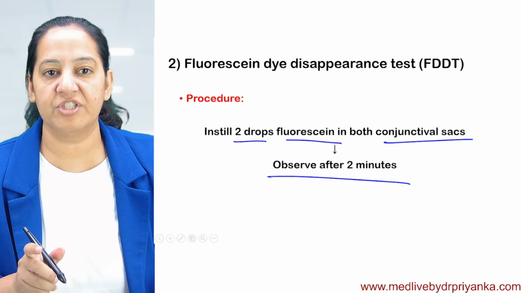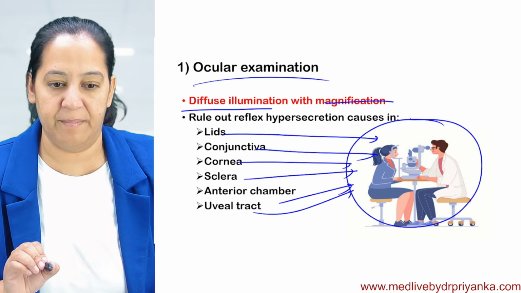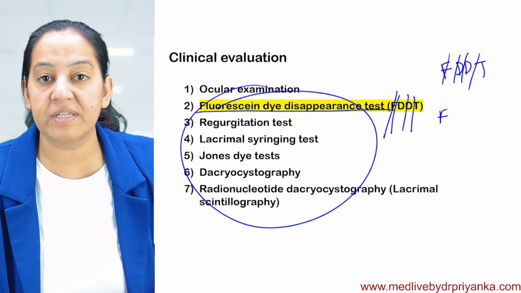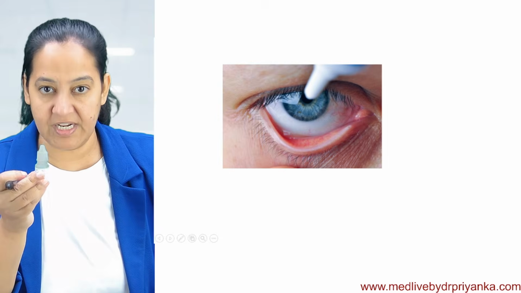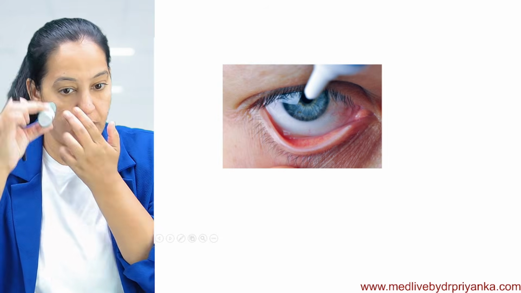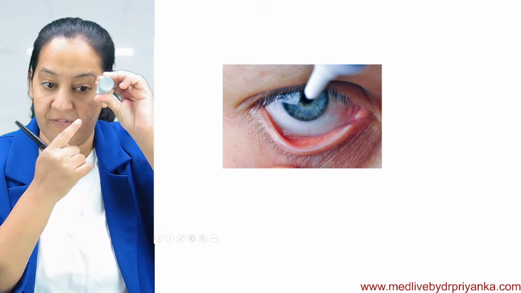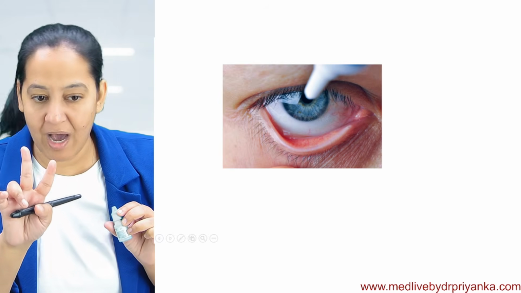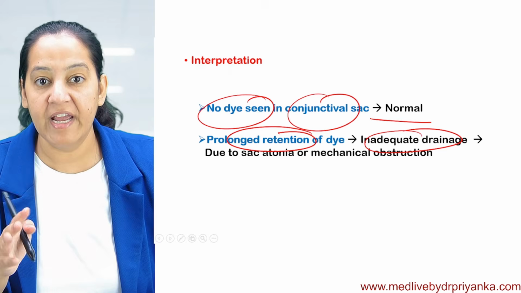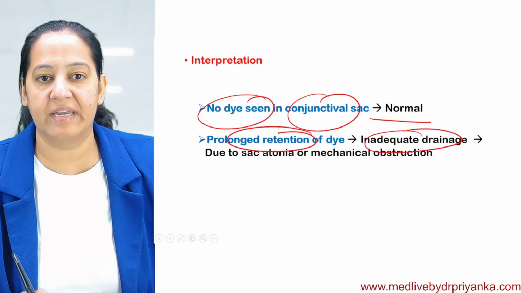So the first test we have done is the ocular examination. After that, we are doing the fluorescent dye disappearance test, in which I'm taking a fluorescent dye. See, this is a fluorescent dye. And I'm instilling 2 drops here, 2 drops here. At the time of instillation, I'm starting the stopwatch and setting an alarm for the 2 minutes. After 2 minutes, when there is an alarm, I'm just observing the eye. If there is any dye, the yellow color dye is retained there.